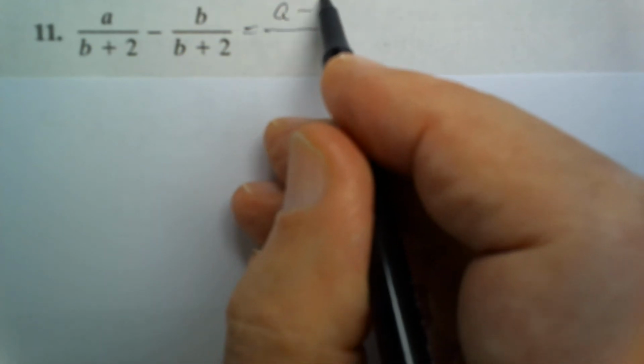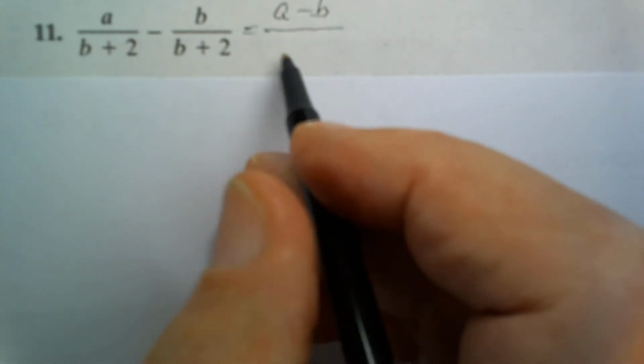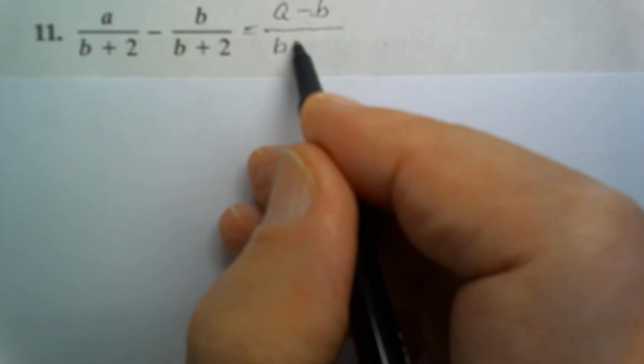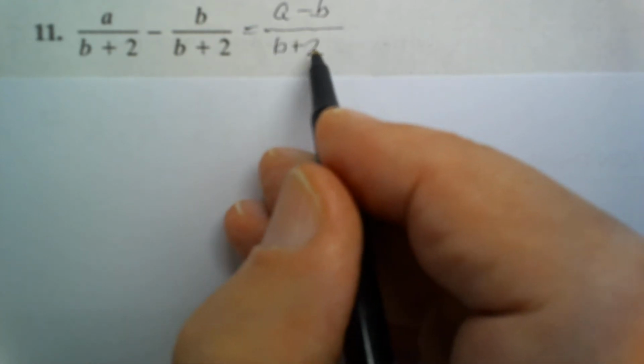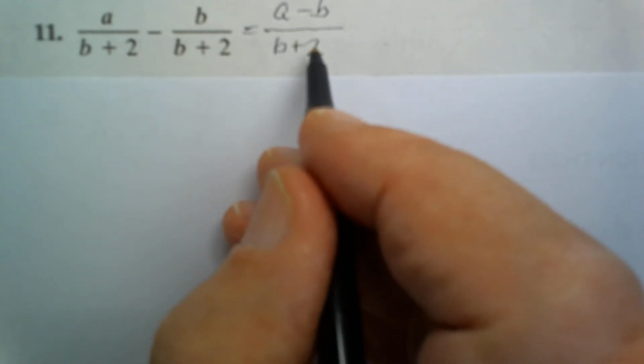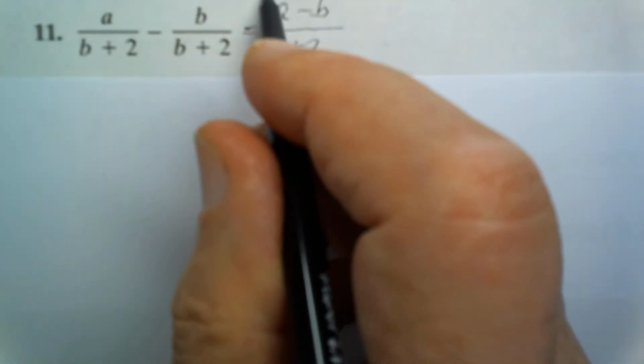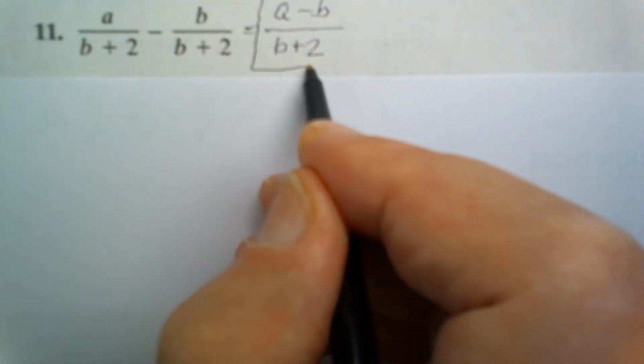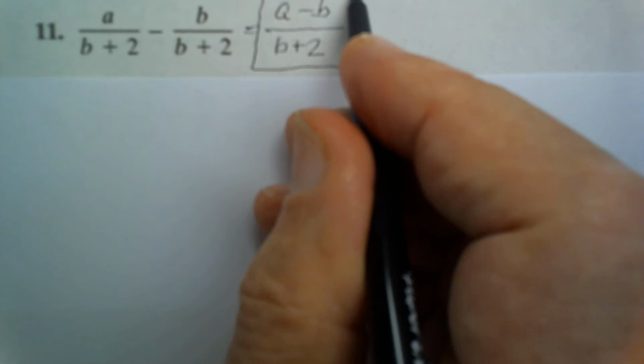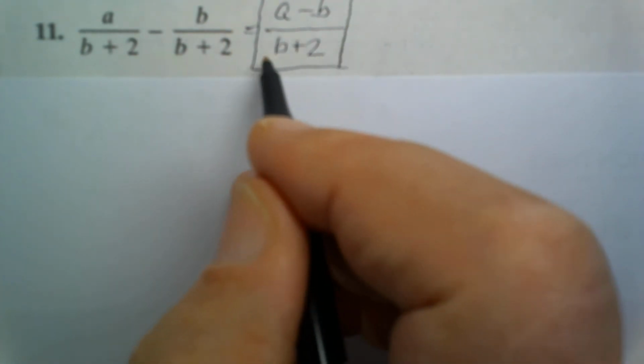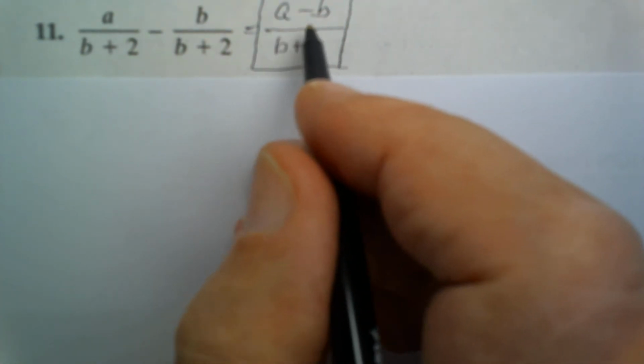So it is a minus b divided by b plus 2. And that is the final answer, because each one of the polynomials in the numerator and denominator are prime. And again, we cannot cancel the b against the minus b because they're terms of a sum.